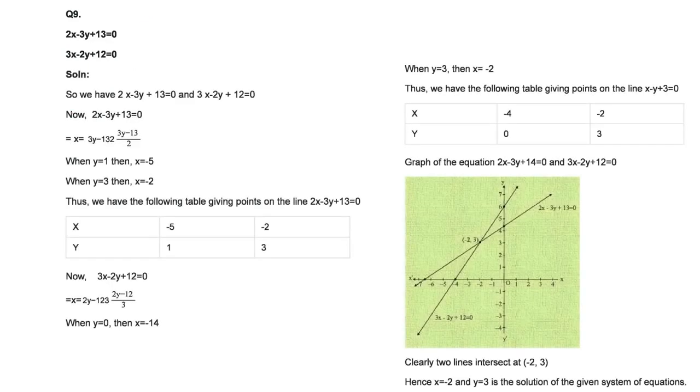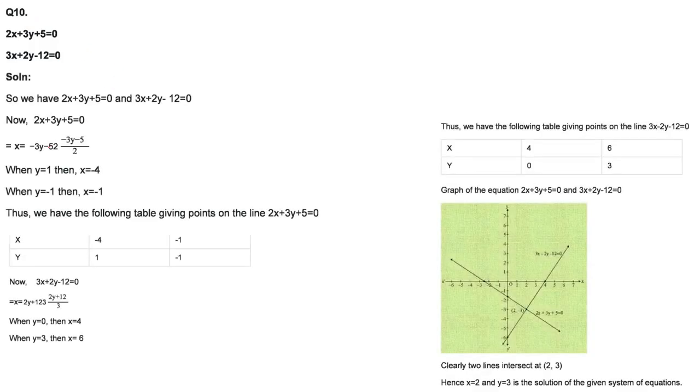Let me go to the next one, 2x minus 3y plus 13, 3x minus 2y plus 12. Again same scenario, you can write x equal to (3y minus 12) by 2, here x equal to (2y minus 12) by 3. Put those values, proper values, so that you get proper integral values of x. Put y like this and make a line, and you will see this will be your intersection point. Again 2x plus 3y plus 5, 3x plus 2y minus 12, same scenario. This is just for practice.